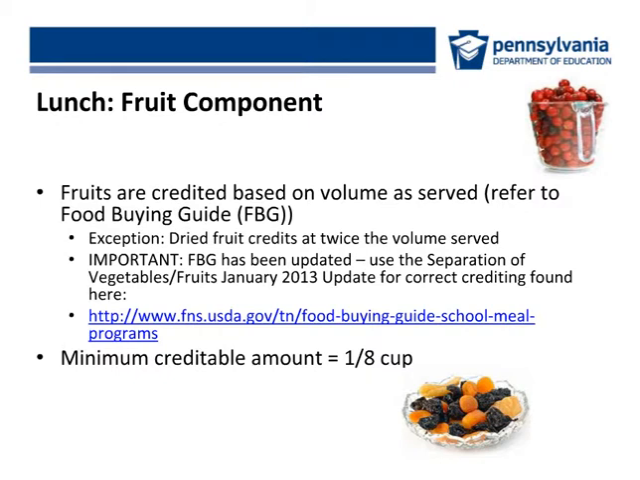Okay, the fruit component is credited based on the volume served, except for dried fruit. 1/4 cup of dried fruit would count as a ½ a cup of fruit. It's recommended you continue to use the food buying guide, which USDA updates as needed. Be sure to use the updated separation of vegetable and fruit section of the food buying guide that was updated about a year ago in January. USDA has changed some website addresses recently, and so the one that you see on the slide will take you to the correct page. Portions smaller than 1/8 of a cup cannot be used to credit towards the required amount of fruit offered to students.